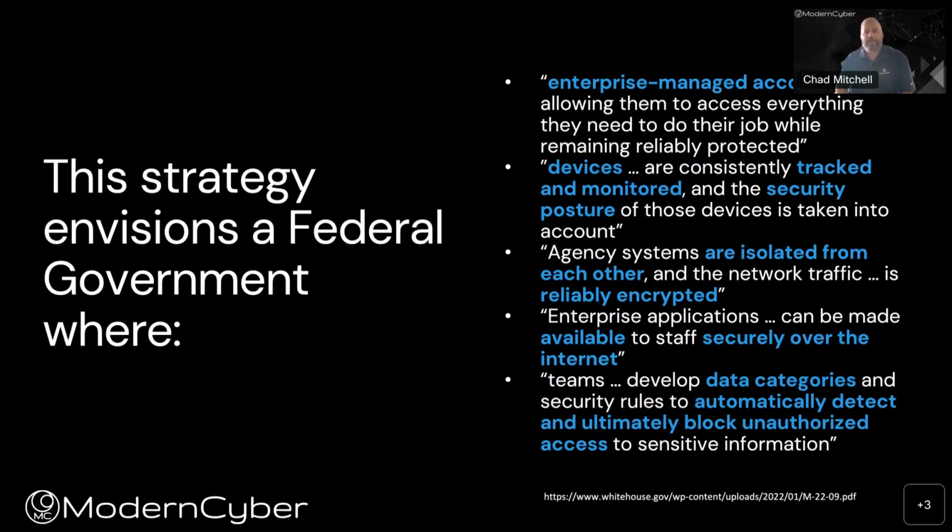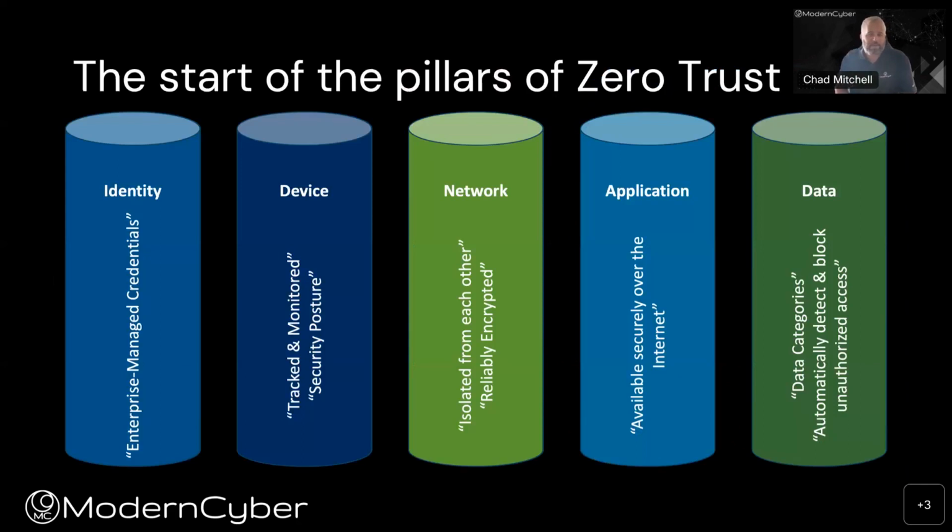and encrypted. Availability, so applications being available, like I mentioned earlier, with the cloud and so forth. And then data categories and automatic detection and response. If you've seen any presentations about zero trust and some of the reference architectures out there, these should probably ring true to you in the form of what is commonly referred to as pillars of zero trust.